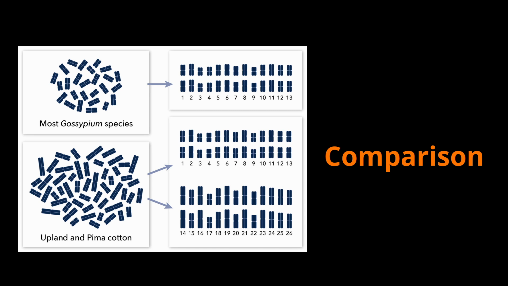As shown in the figure, though the chromosomes were often vastly different in size between species, most had 13 pairs of chromosomes. But a handful of species in the Americas, including upland and Pima cotton, had 26 pairs. That's double what is typical of the genus.